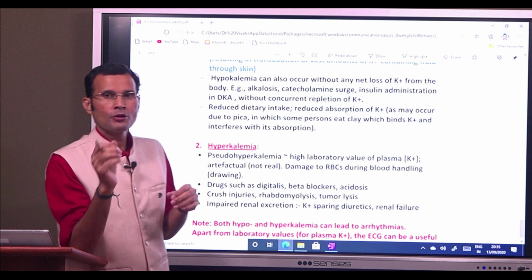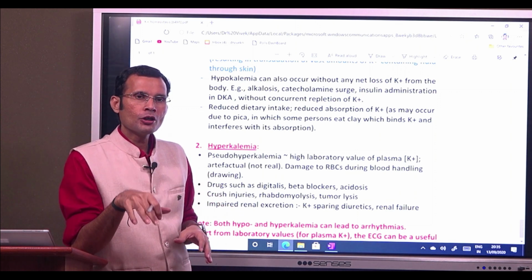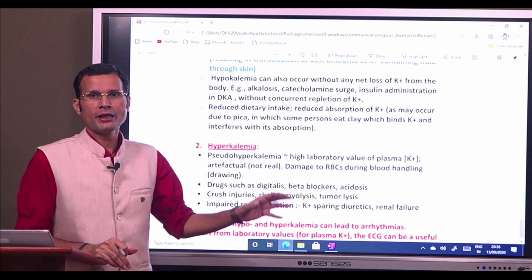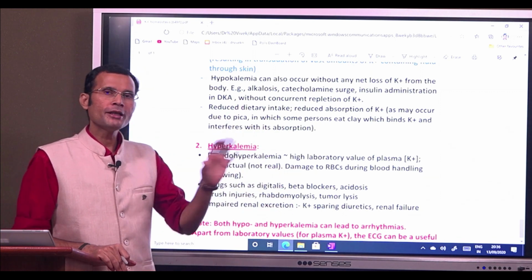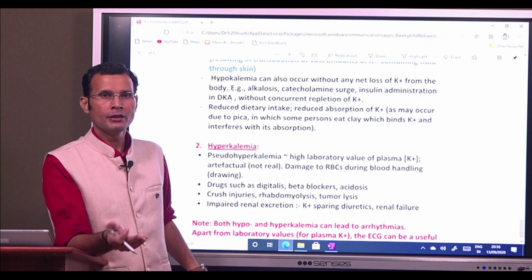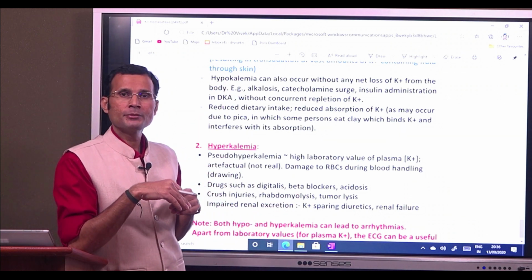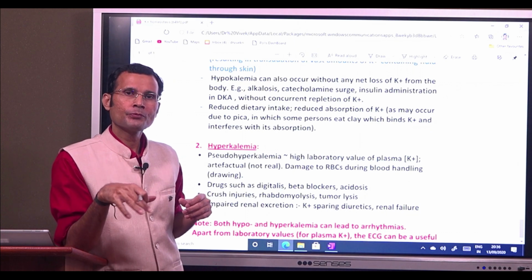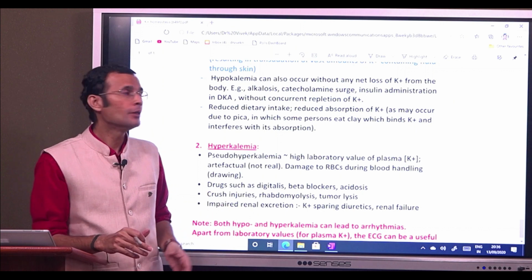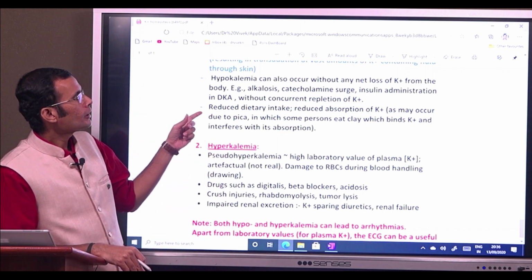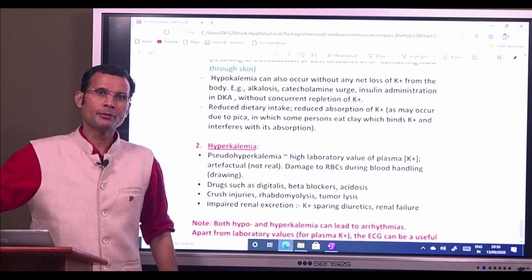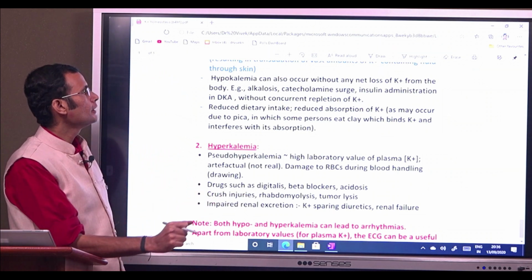So one more, just the last point: hypokalemia can occur even without changing the total body potassium. The body's total potassium balance can remain normal and yet there can be hypokalemia. Right now I told you the mechanisms in which potassium is lost from the ECF and it can disturb the whole body potassium, but otherwise also, net loss of potassium is not happening and still there is hypokalemia. That also is a possibility.